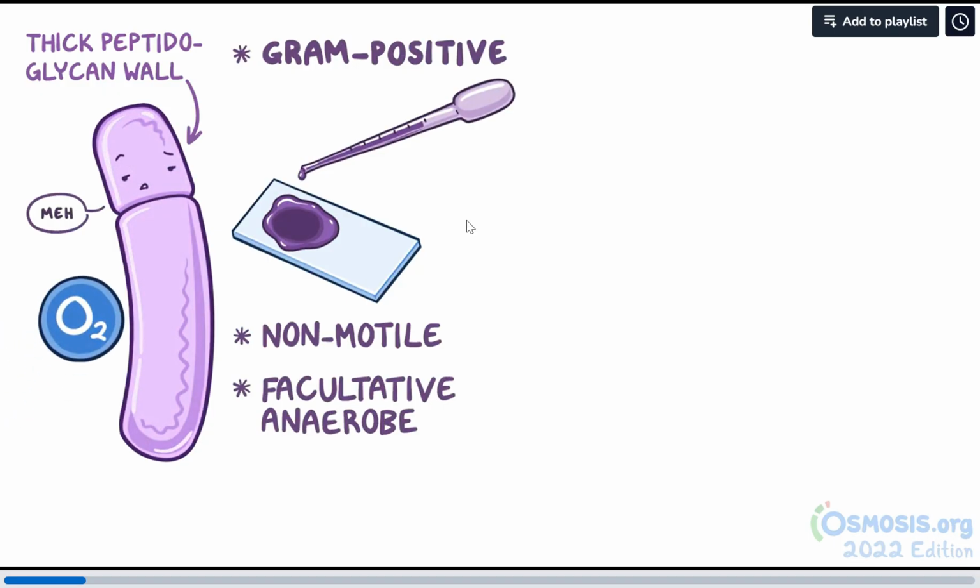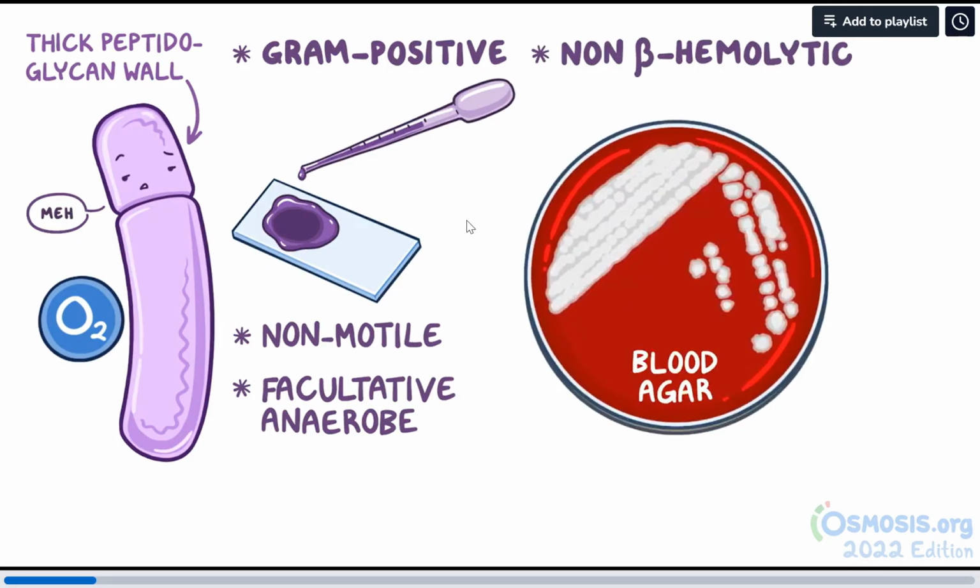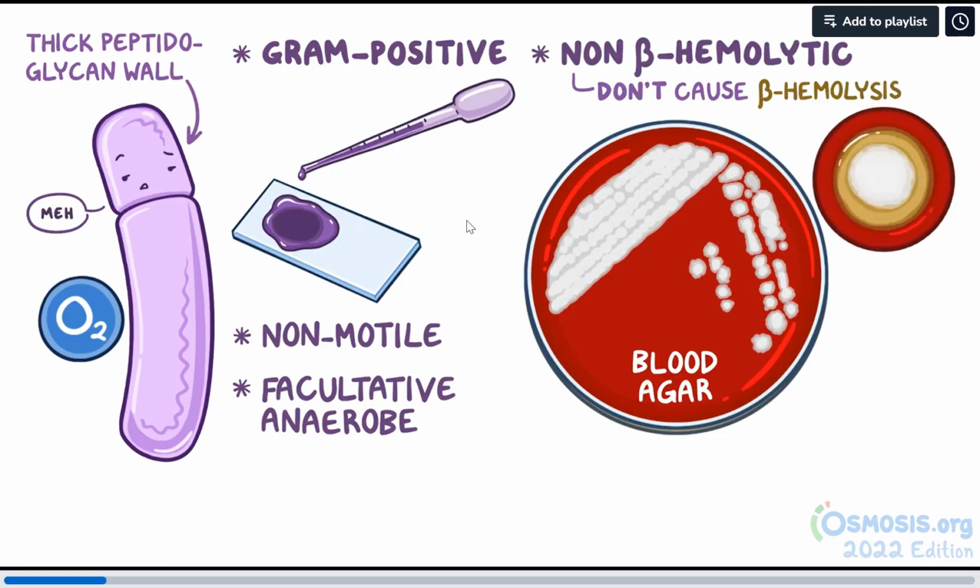B. anthracis is also a non-beta hemolytic bacteria, because when cultivated on a medium called blood agar, B. anthracis colonies don't cause beta hemolysis, where hemolysis, or breakdown of the red blood cells that surround the colonies, makes the blood agar change color from red to transparent yellow.